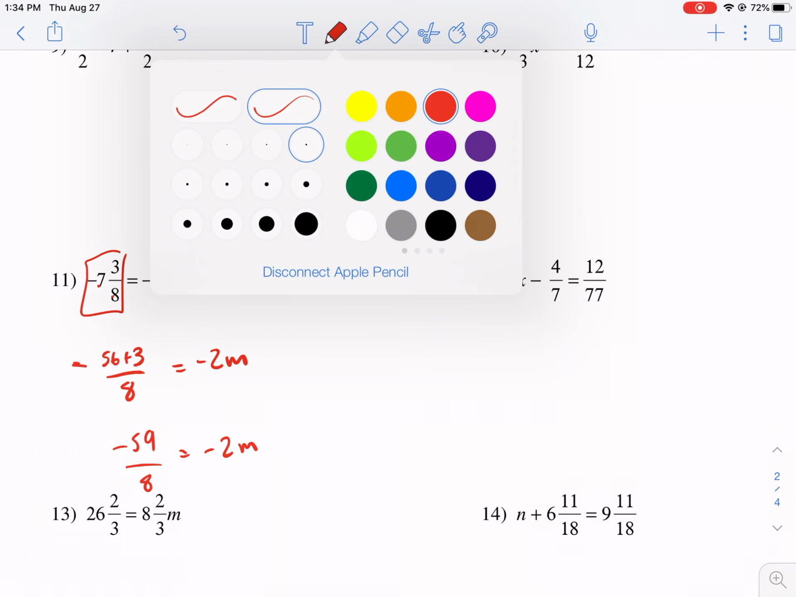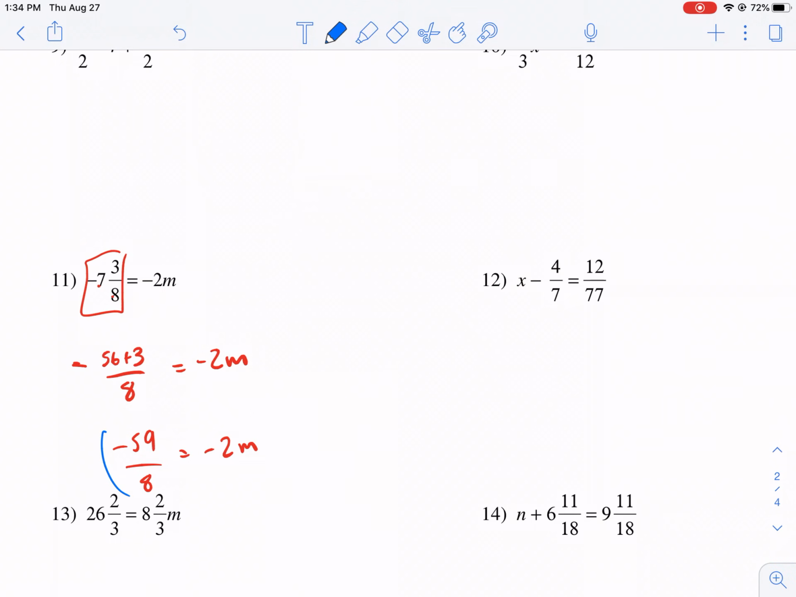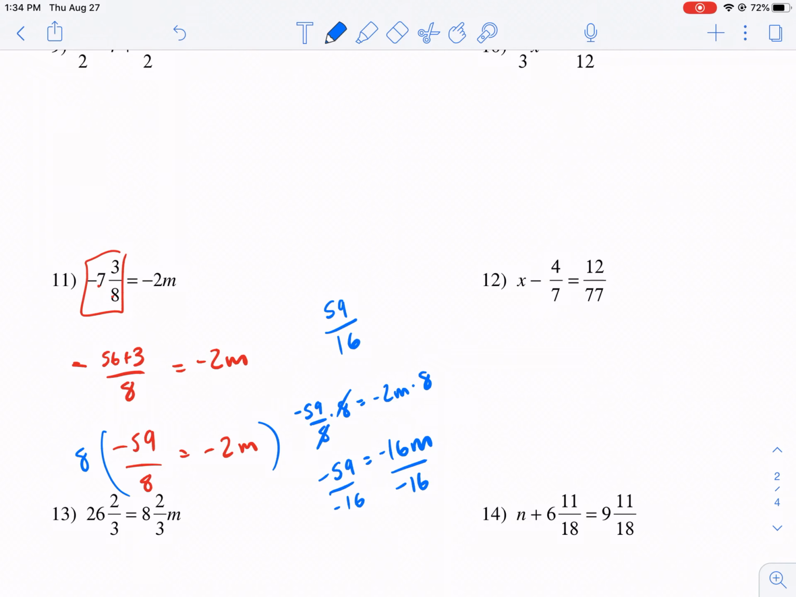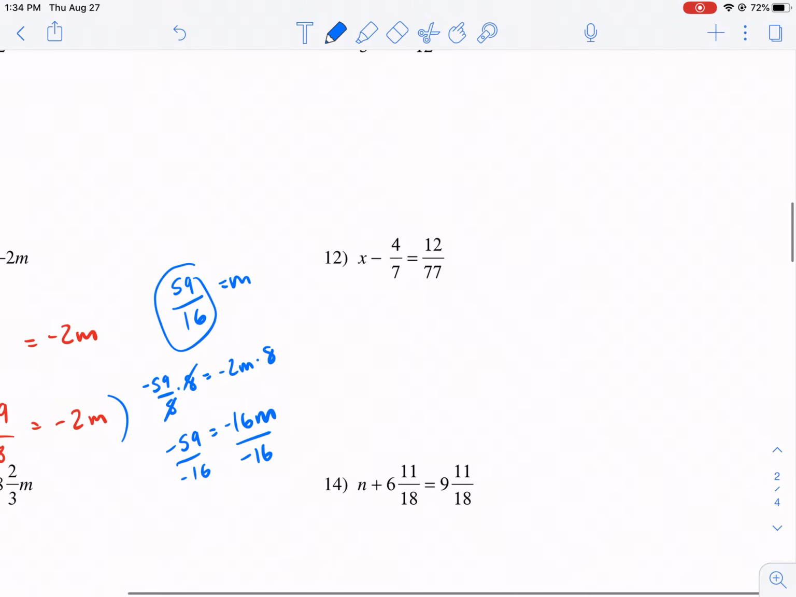I'm going to multiply everything to get rid of that fraction, so I'm going to multiply everything by 8. Why? Because we're going to have negative 59 over 8 times 8 equals negative 2m times 8. Those cancel, left with negative 59 equals negative 16m. Divide both sides by negative 16, and we get positive 59 over 16 equals m. Okay, so that's one way to do that quickly.